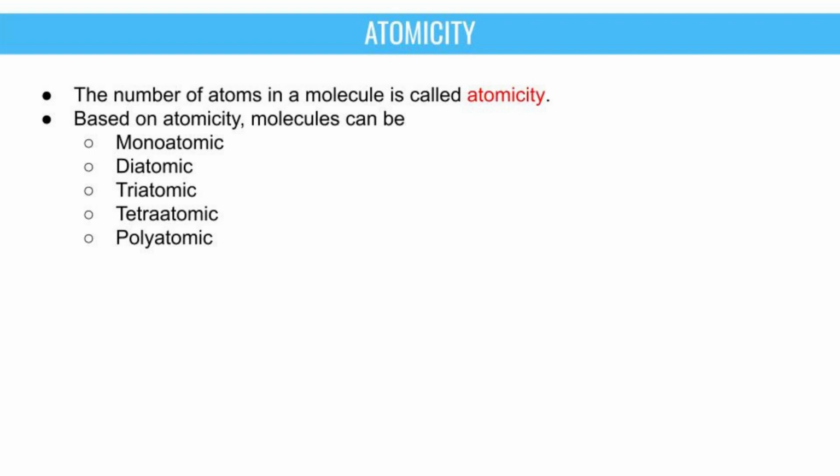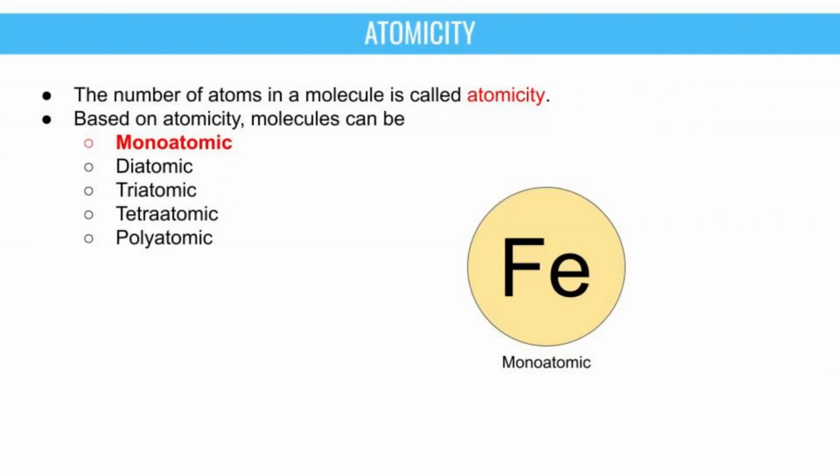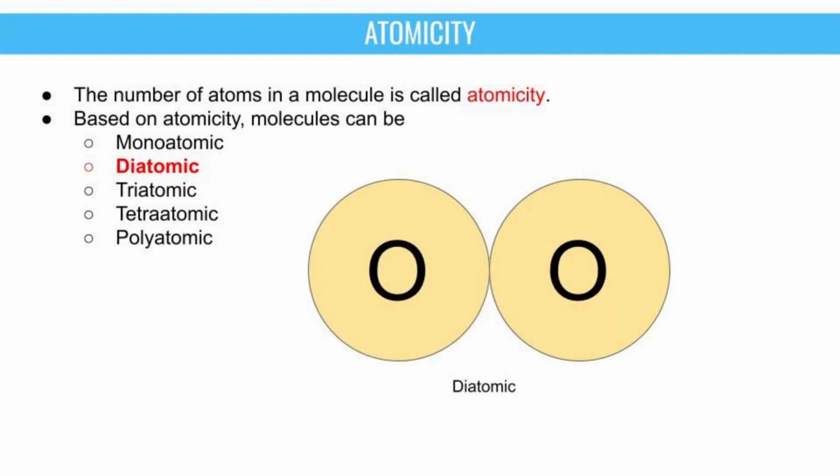Based on atomicity, molecules can be monoatomic. Example, iron, which consists of only iron atoms, not molecules, so it is termed monoatomic. Diatomic. Example, oxygen. Di means two. A molecule consisting of two atoms is called diatomic, hence oxygen is diatomic.